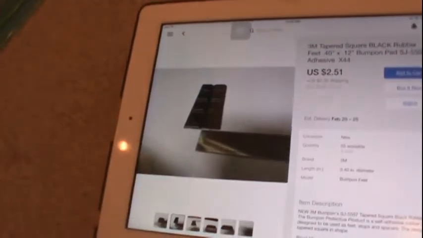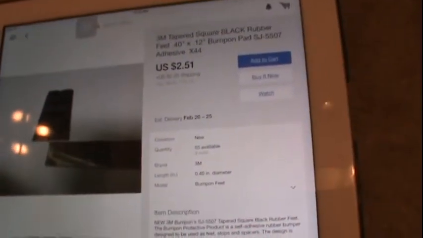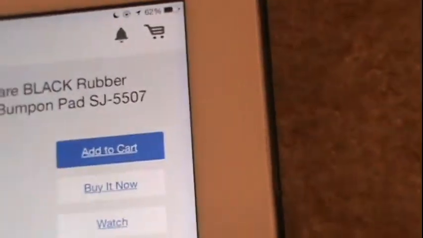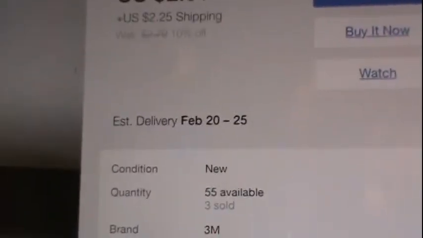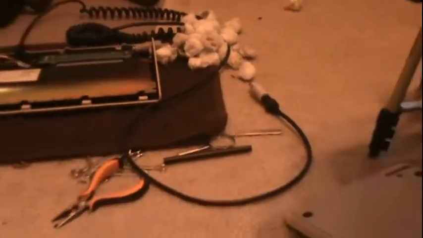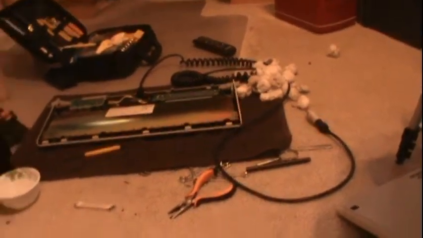And I think it's an 8-pack. Let me see if that is what it means. Yep. Quantity selling, 8 bump-on feet per price. Which is not too bad. And it's 3M brand, at least that's what it claims to be, and that's what it says on the back. 3M bump-ons. Alright, so I already got the rubber feet covered. I still don't know yet about the power cable right here, or the data connector cable right there.